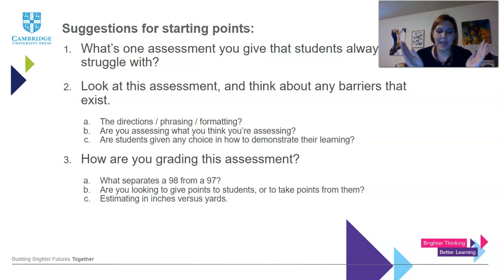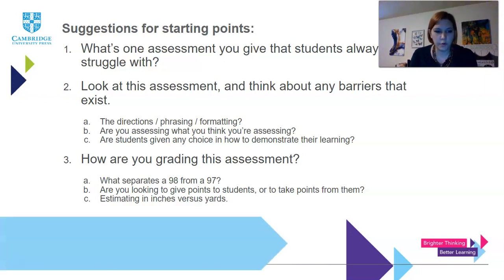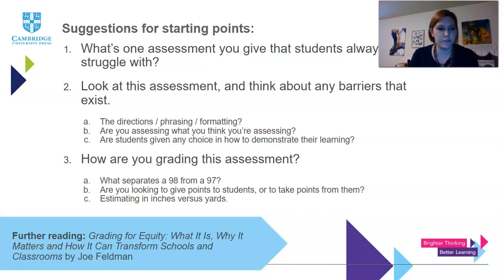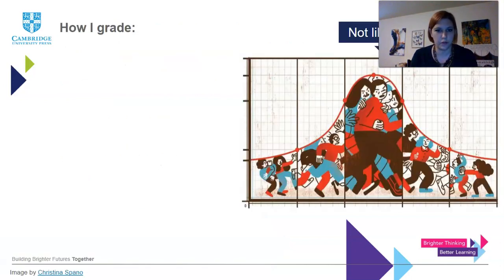So if you can switch to a more standards-based approach, if you can use more rubrics that are holistic, these are things that you're going to find really help with your grading. There's a phenomenal book that I cannot recommend highly enough called Grading for Equity: What It Is, Why It Matters, and How It Can Transform Schools and Classrooms by Joe Feldman. I cannot recommend this book highly enough. It is wonderful.